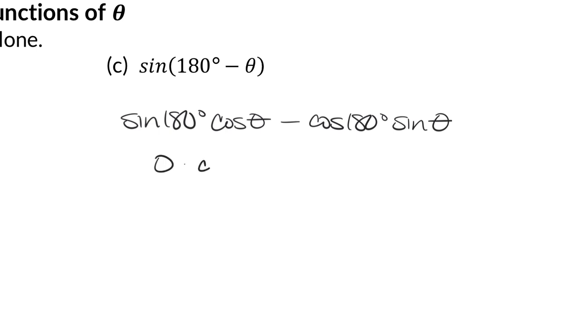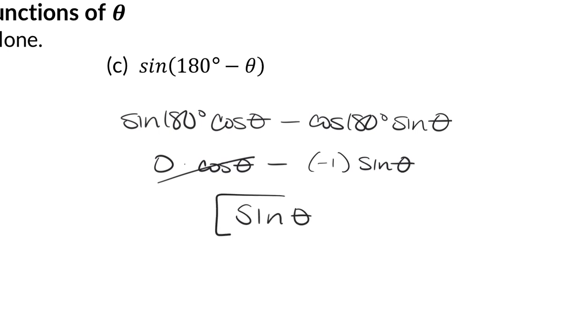Okay, 0 times the cosine of theta minus, and what is the cosine of 180 degrees? -1 times the sine of theta. A whole lot's going to happen really quickly. What is 0 times cosine of theta? 0. What is -1 times sine? Sine of theta. Oh. That's it.